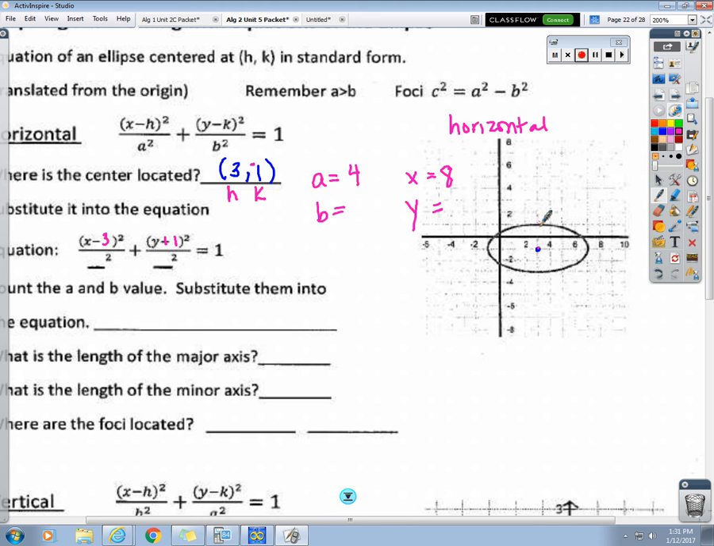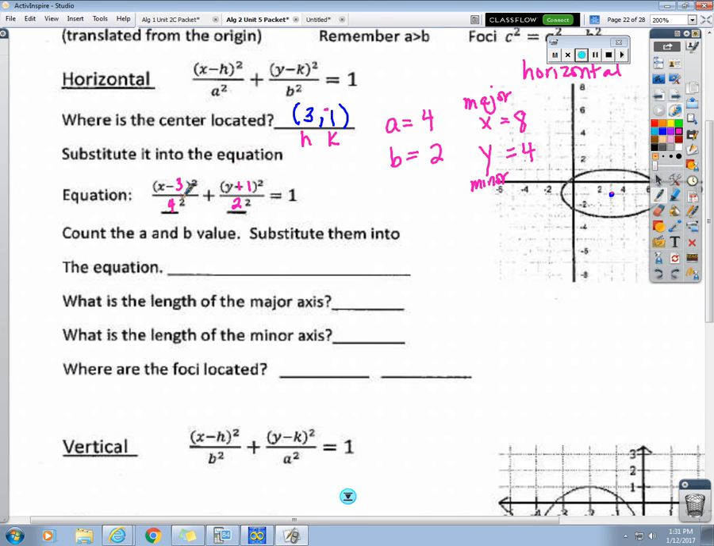From the center to the top is how many units? Well, you're not listening. From the center to the top is 2, so your B is 2, but the length of your minor axis is 4. Okay, this is major, and this is minor. So now that we know our A and B, we can plug them in. A goes with X, so under the X we'll put 4 squared. And then the B goes with the Y, so under the Y we put the 2. And now in the next step, we just simplify everything.